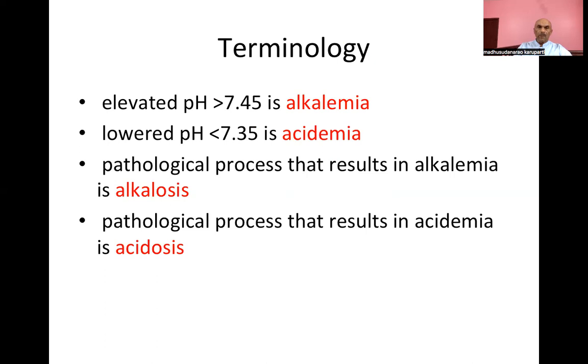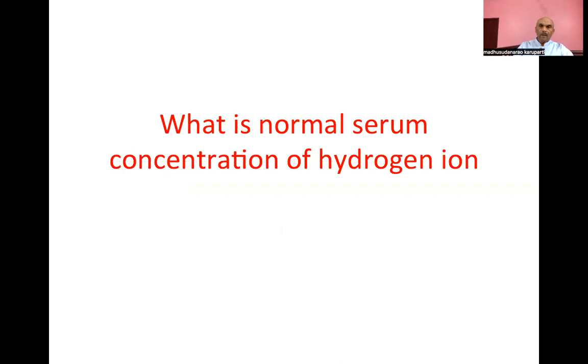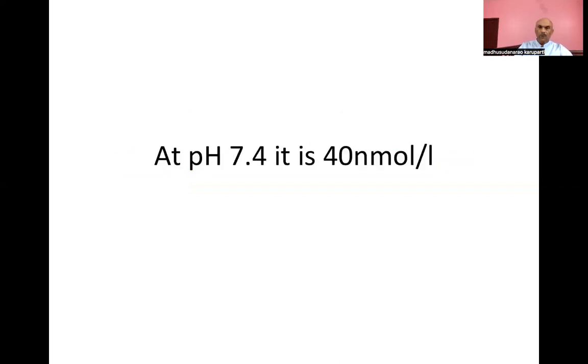Okay. If you look at the pH, normal pH ranges between 7.35 to 7.45. If the pH is less than 7.35, it is acidemia, or commonly called acidosis. And if the pH is more than 7.45, it is alkalemia, but generally described as alkalosis. What is the normal serum concentration of hydrogen ion? It is very low in health. When the pH is 7.4, it is around 40 nanomoles per liter.